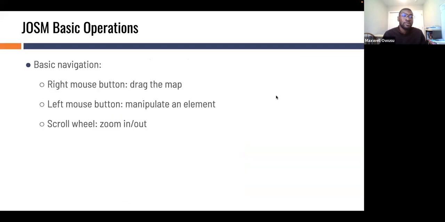So to be able to actually do that, I think you've already seen that from Elodie's demo. We use the right mouse button to drag from one area to the other. The left click is for manipulating features, selecting features, and doing mostly the mapping stuff. We use the scroll wheel to zoom in and zoom out. So these are the basic things that you will be using mainly from your mouse for navigation. Next slide.